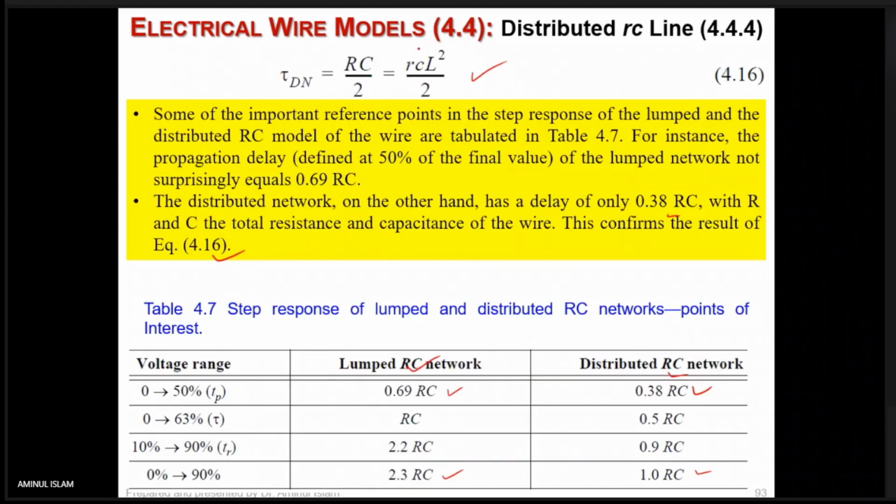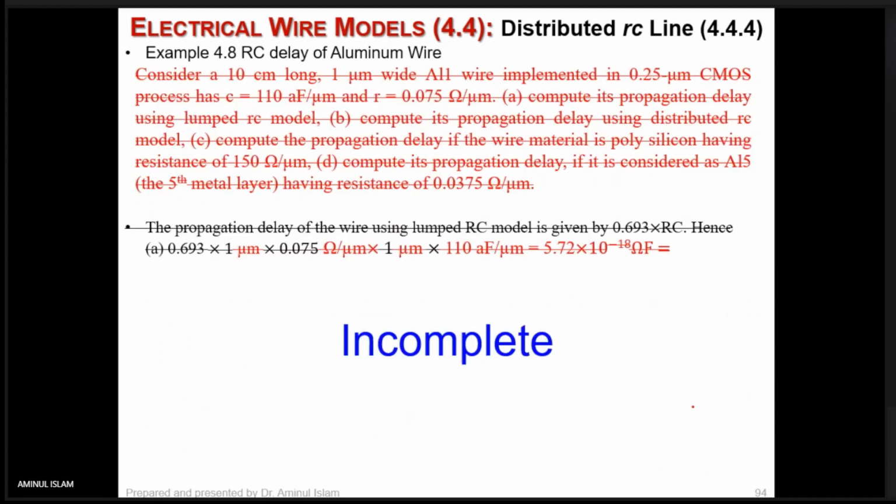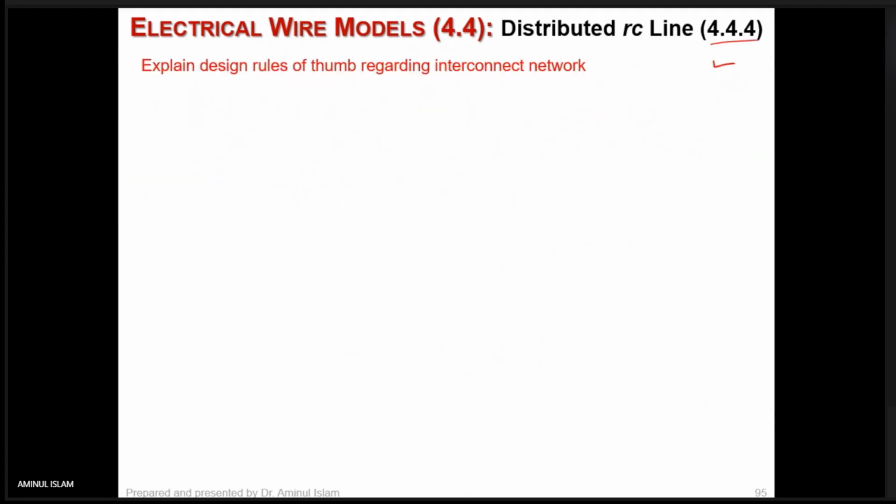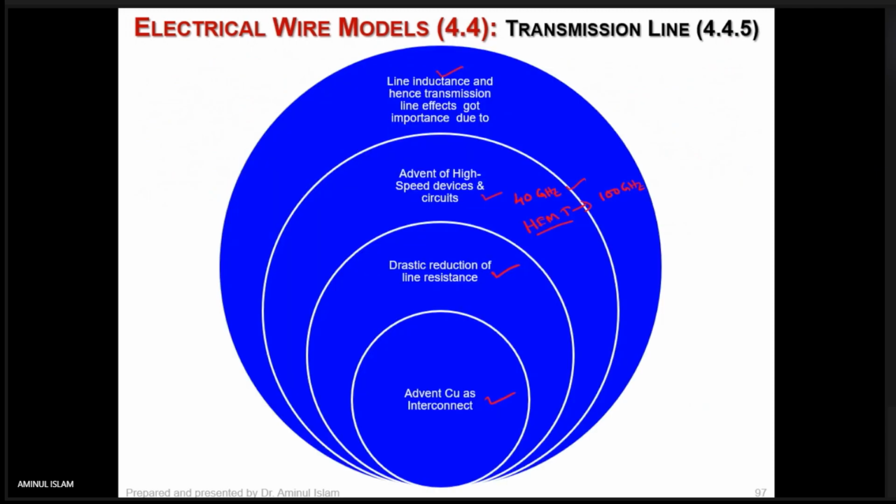So here is the table, lumped RC network. For 50% it is 0.69 RC. We have already discussed. 10% 2.2 RC, 90% 2.3 RC. So these are all more or less discussed. So you study yourself and see the videos. You'll get the proper views.